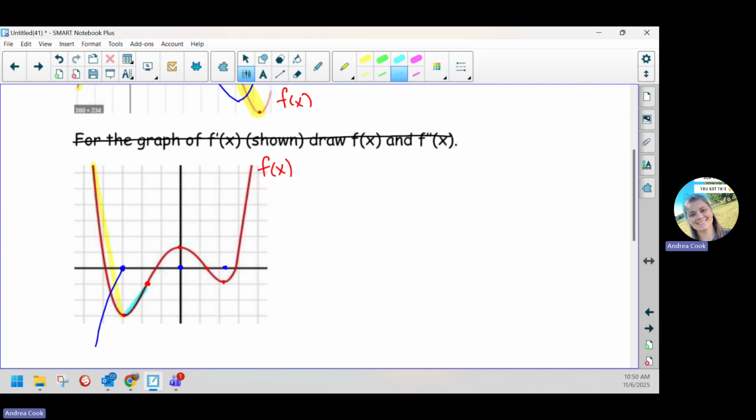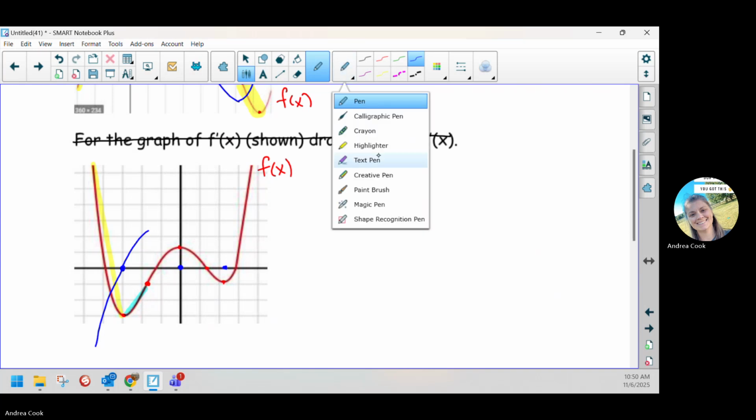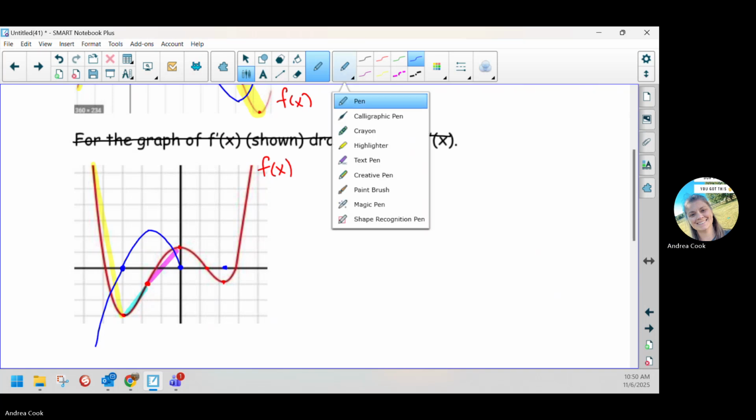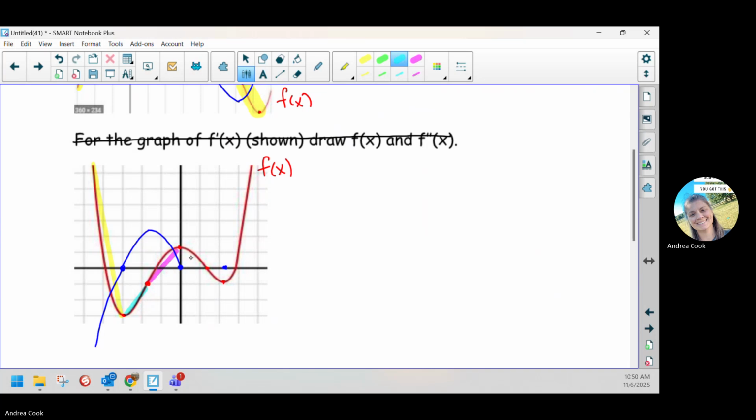Next little section here, I am increasing and concave up, so I'm above the x-axis and still increasing. Next section there, I am increasing and concave down, so that means I'm above the x-axis, but I'm going to be decreasing. This next little section, I am decreasing and concave down. So that means I'm going to be under the x-axis and decreasing.